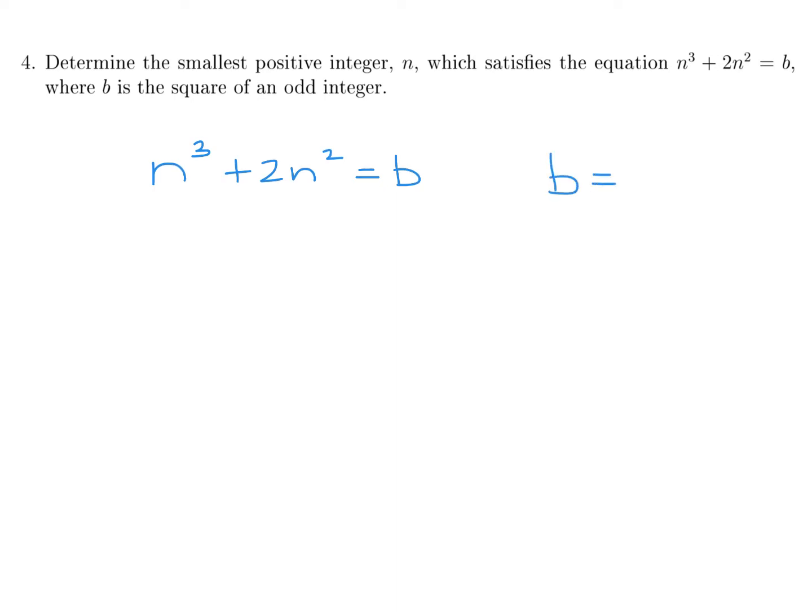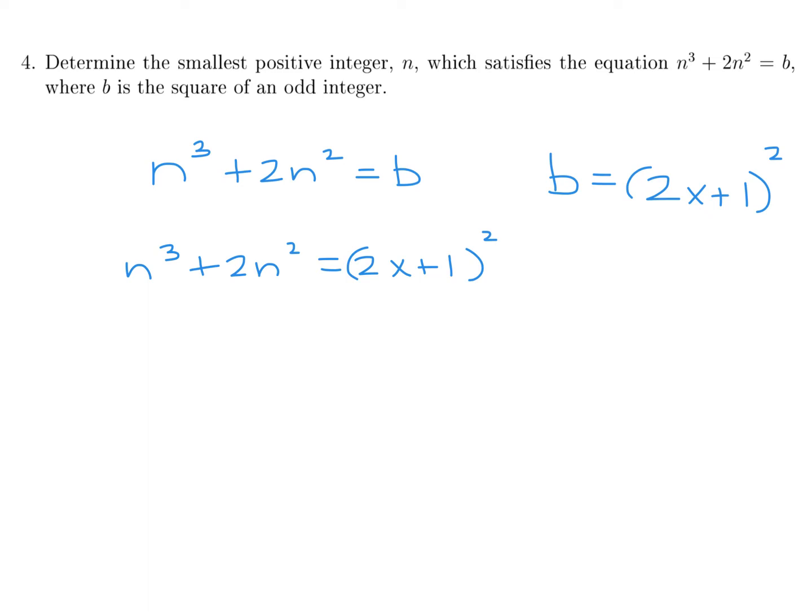Well, all odd integers are of the form 2x plus 1, and they're saying it's a square. Okay, so b is of that form. So therefore, n to the power of 3 plus 2n squared is equal to (2x plus 1) all squared. Okay, well, where do I go from here? I guess the only thing I can do is just expand it out.